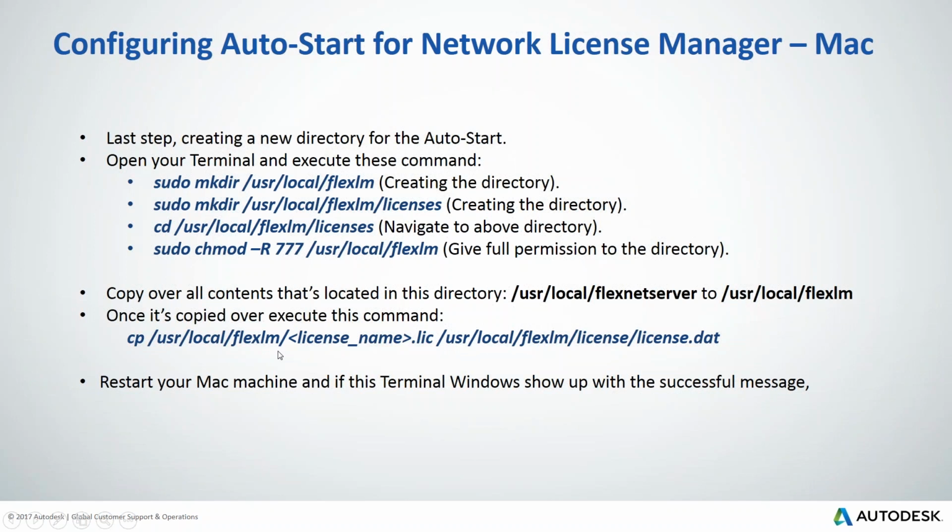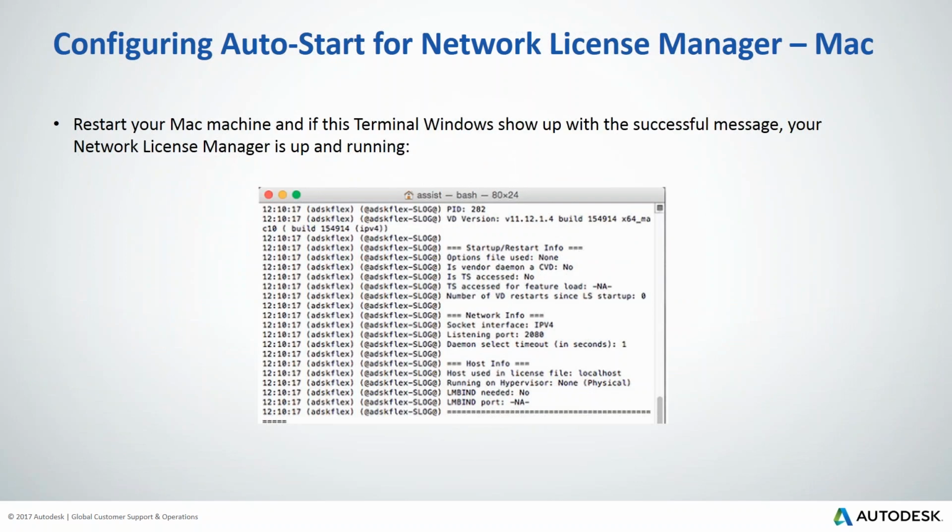Once it's copied over, you can execute this command. Same thing, the license file name you need to change as well, based on the license file name that you have. In this case, earlier it would be AutoCAD 2018. Once that's done, you can restart your machine, and this terminal window will actually show up after your first successful login into your Mac. The window will appear, and you should be able to see the same message as when you started your license services previously. It used the right port.